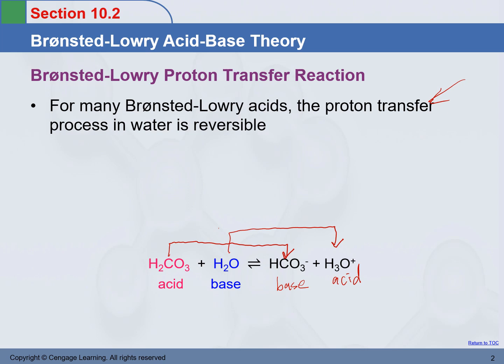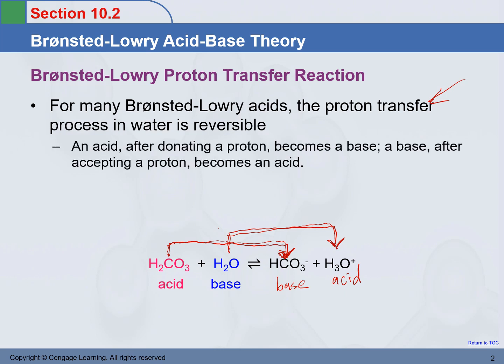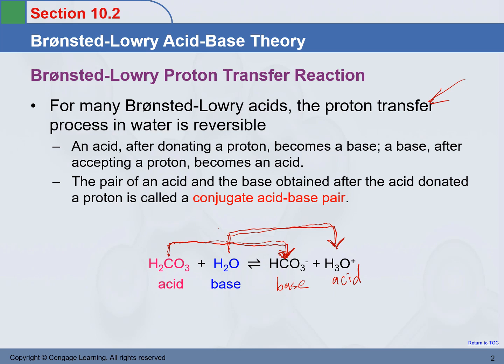The pair obtained by an acid and the species obtained after donating a proton, or a base and the species after accepting a proton, is called a conjugate acid-base pair. An acid after donating a proton becomes a base; a base after accepting a proton becomes an acid. We discussed this. The pair of an acid and a base obtained after the acid donated a proton is called a conjugate acid-base pair. So this is a conjugate acid-base pair.